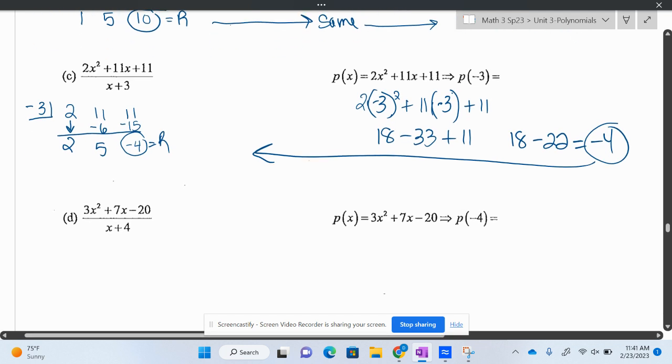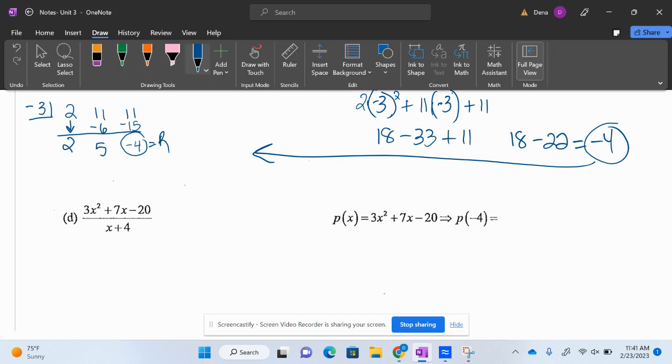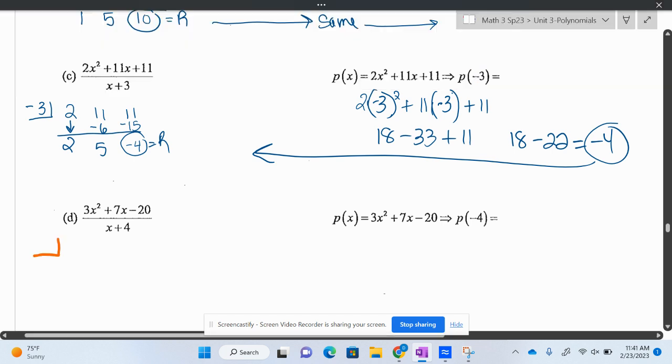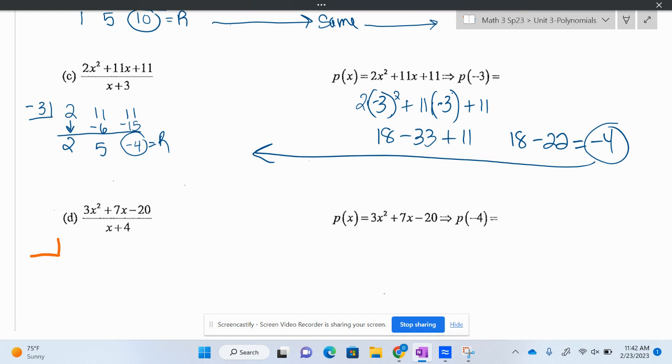So let's do this one, long division. What am I dividing by? Chris, what am I putting in the box? A positive or a negative 4? Negative 4. What are my numbers, my coefficients that I'm putting across the top? Perfect. 3, 7, and negative 20. So bring down my 3. Negative 4 times 3 is negative 12. 7 plus a negative 12 is negative 5.